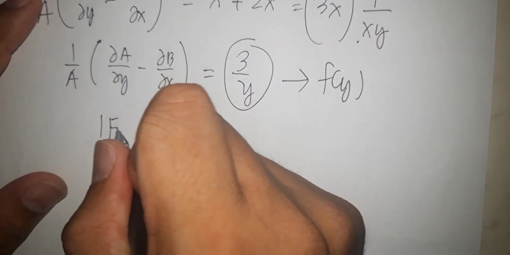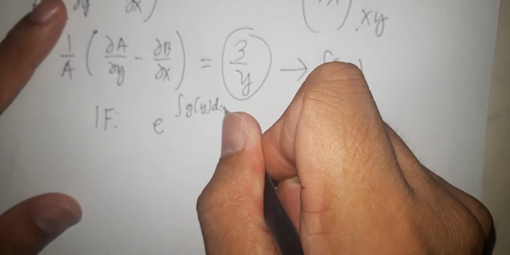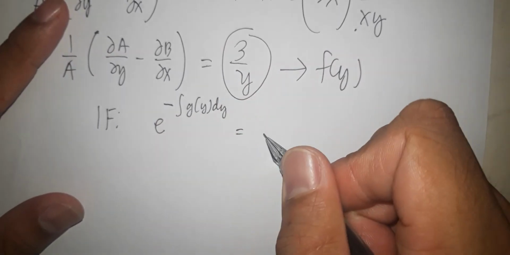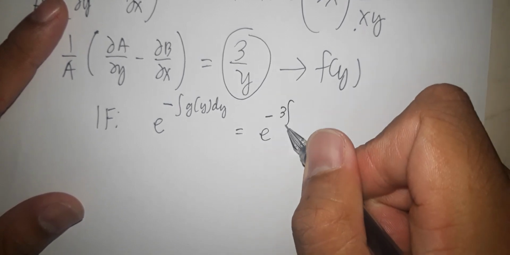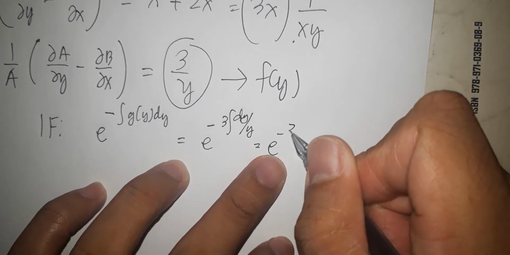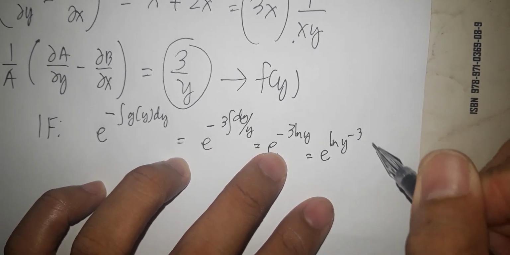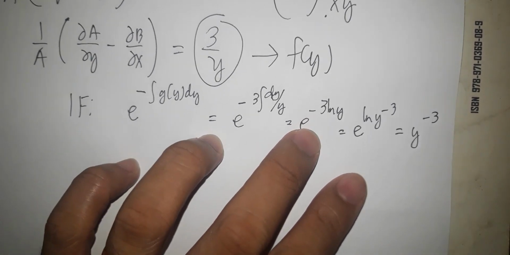So, whose integrating factor is e to the integral of g of y dy negative. So, that's e raised to negative 3 integral of dy over y. That's e raised to negative 3 ln y. E raised to ln y negative 3, y negative 3.